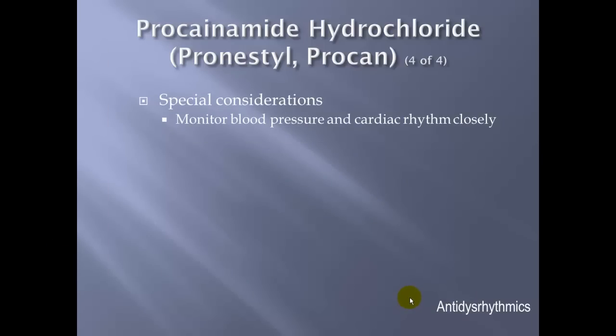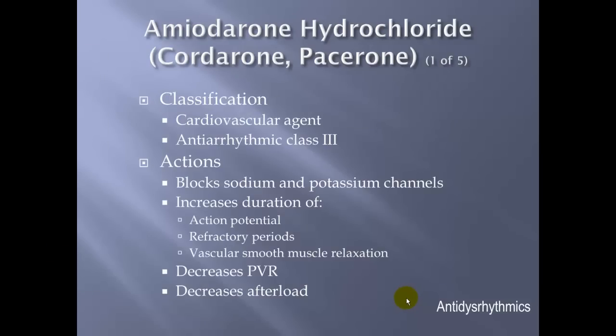Special considerations: monitoring blood pressure and cardiac rhythm very closely. Amiodarone hydrochloride. Classification: cardiovascular agent and an antiarrhythmic class of class 3. Class 3 is a potassium channel blocker. Actions: blocks sodium and potassium channels both, but it holds the classification of a potassium channel blocker. Increased duration of action potentials, refractory period, vascular smooth muscle relaxation.